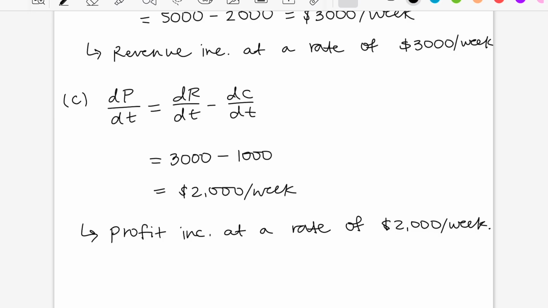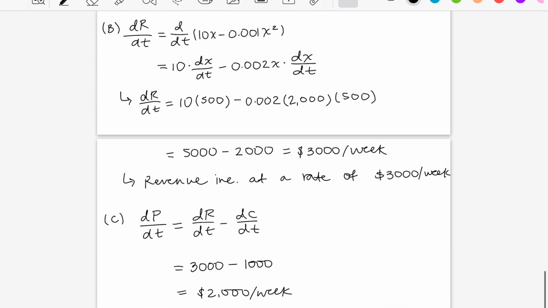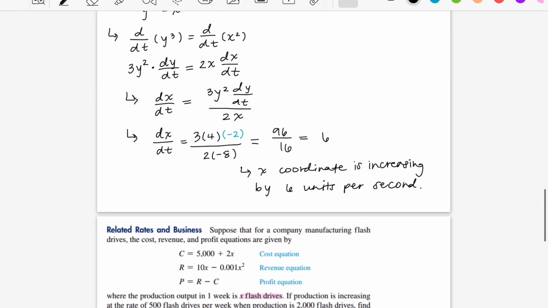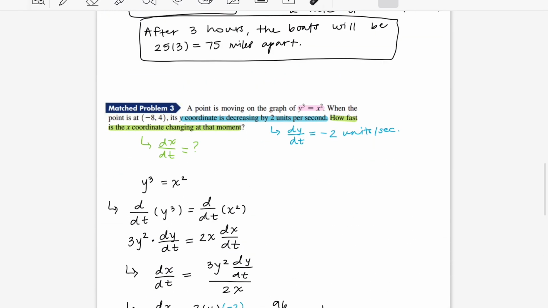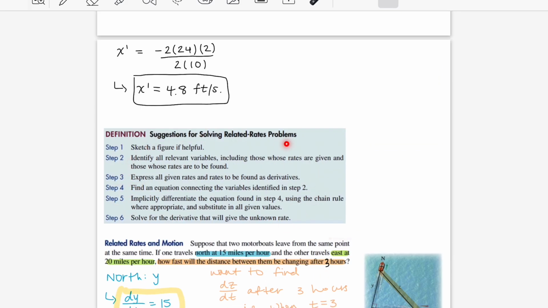All right, so that's it for this video. With related rates, definitely just be careful with reading the problem as we saw here, and then make sure to follow these procedures.